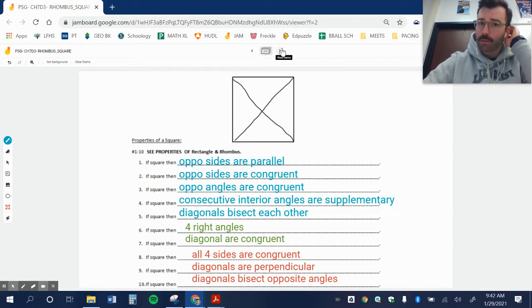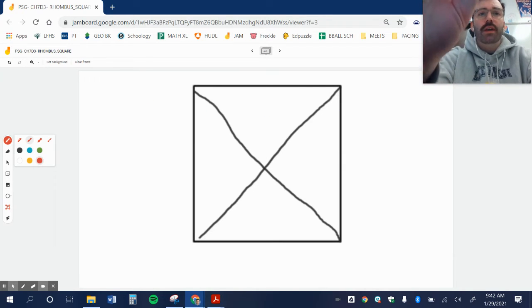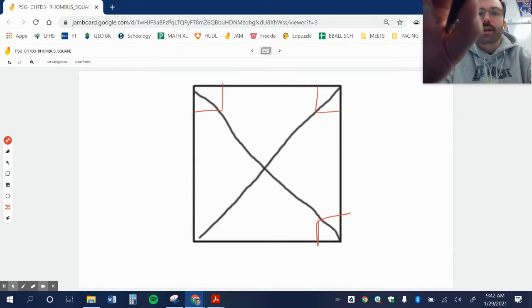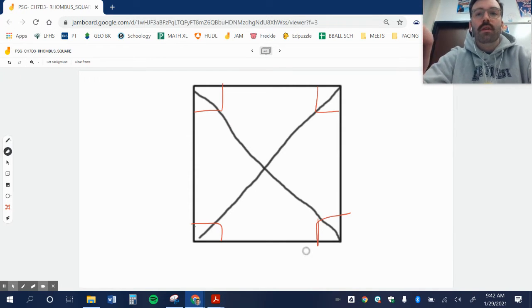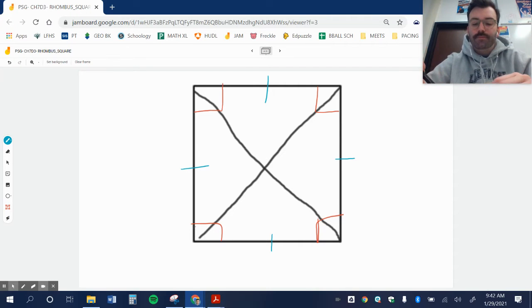The first thing you probably know about squares is that all the angles are right. So I'm going to draw in my boxes here. 4 right angles. Another thing we all know about squares, without even having to take this class, is that all 4 sides are congruent. Those are the quote-unquote easy ones, right?